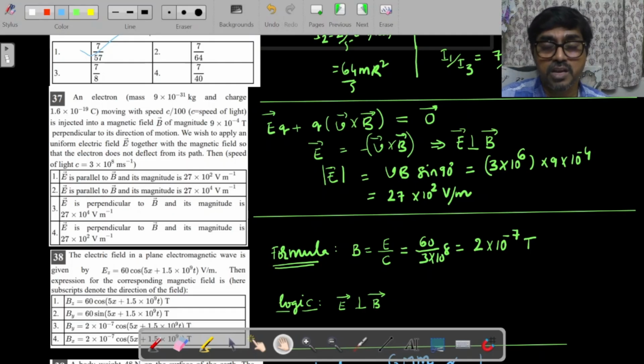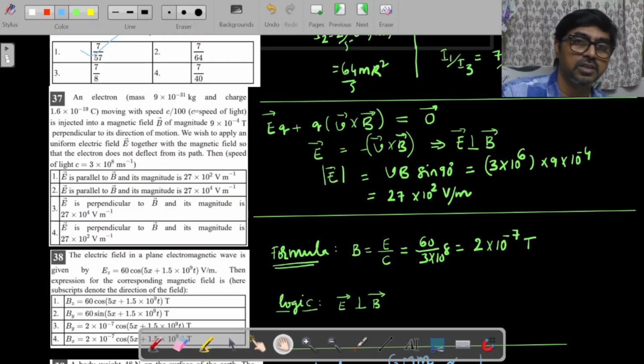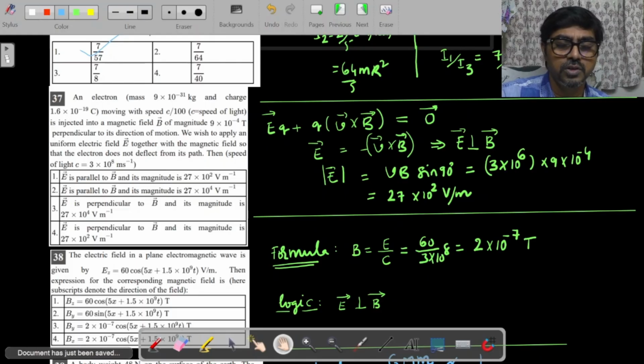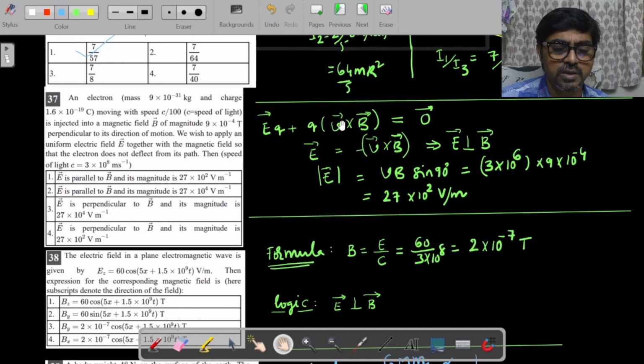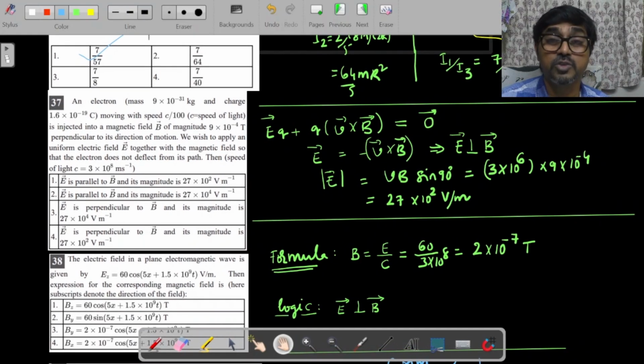Only because of the magnetic force it will deflect. It goes in a circular path if there is only magnetic force. Now that centripetal force has to be balanced by the electric force. So the net force has to be 0. Electric force is this and magnetic force is this. Summing up has to be 0.